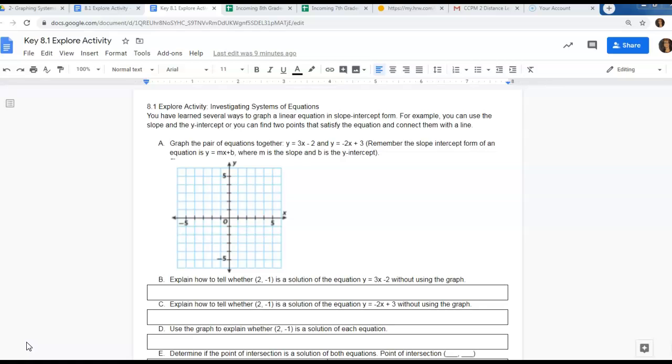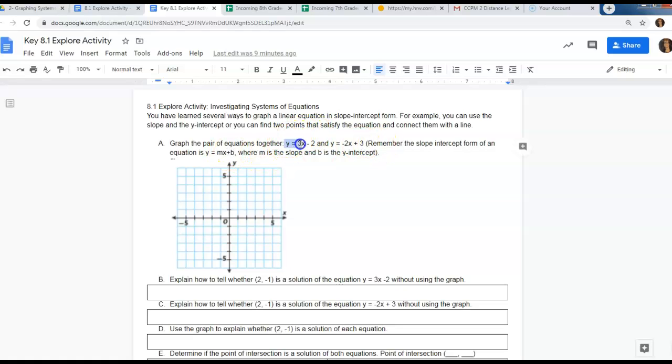Graph the pair of equations together. y equals 3x minus 2 and y equals negative 2x plus 3. And once again, remember the slope-intercept form of an equation is y equals mx plus b, where m is the slope and b is the y-intercept. So here, the m, the number that is the coefficient of the x, is the slope, and the constant, the number that is by itself, is the y-intercept.